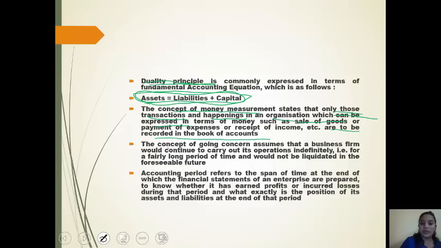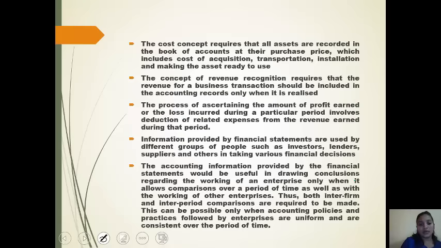Now, the concept of going concern assumes that a business firm would continue to carry out its operations indefinitely, that is, for a fairly long period of time. Accounting period refers to the span of time at the end of which the financial statements of an enterprise are prepared. Now, the cost concept requires that all assets are recorded in the books of accounts at their purchase price.